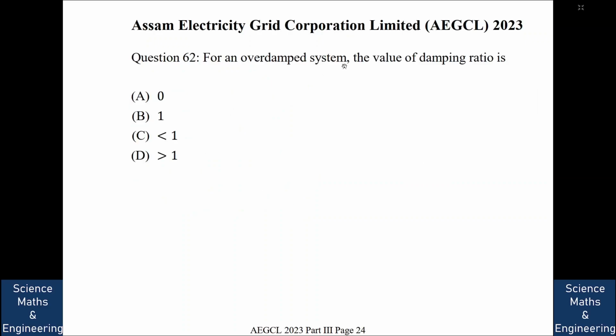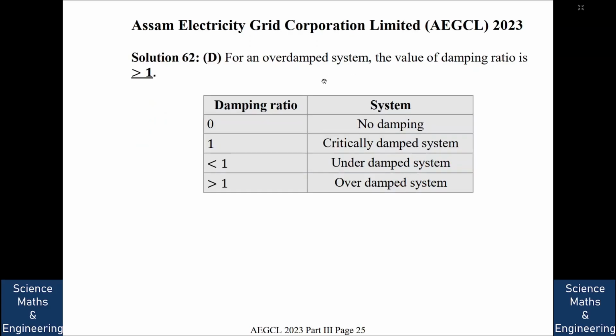For an overdamped system, the value of damping ratio is, so it is greater than 1. So if it is 0, we have no damping. If it is 1, we have critically damped system. If it is less than 1, it is underdamped system. And if it is greater than 1, then it is an overdamped system. So we'll go to the next question.